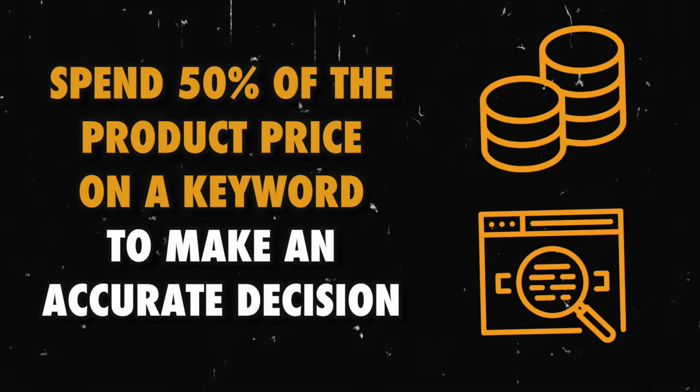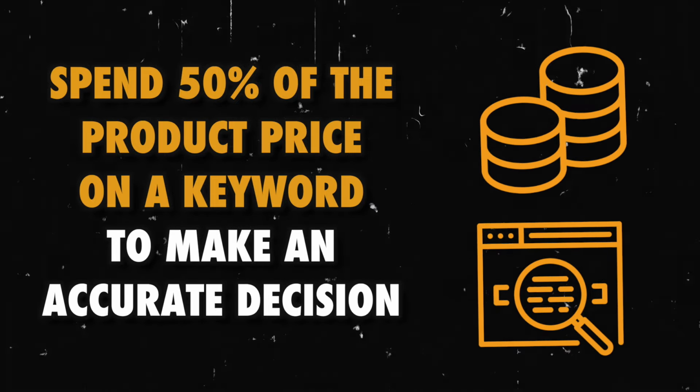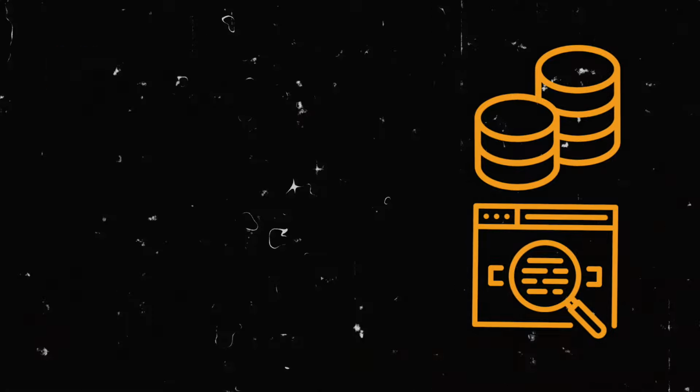And I'll talk about the nuances in a second, but the broad concept is, I want to target all of these keywords. I want to get the data, so I want the keywords to get ad spend. There's a certain threshold. In my opinion, at least 50% of your product price needs to be spent on a keyword. So if you have a $30 product, spend at least $15 on a keyword. Then you can make an accurate decision on whether this keyword is converting or not converting.